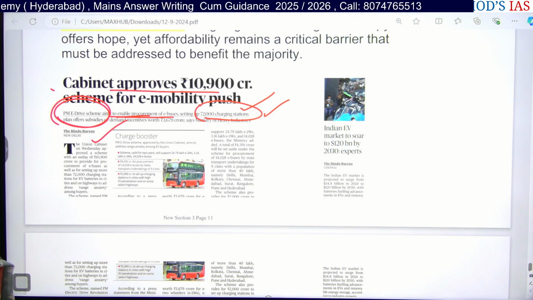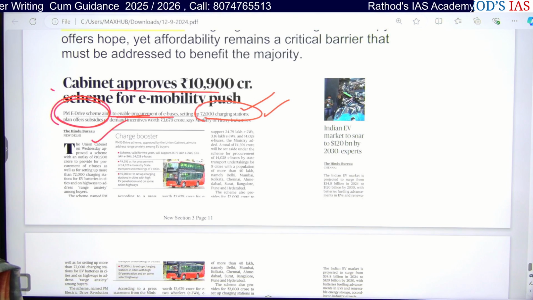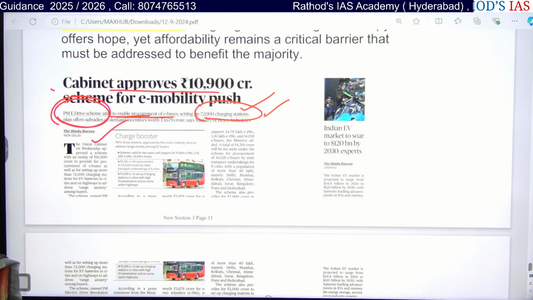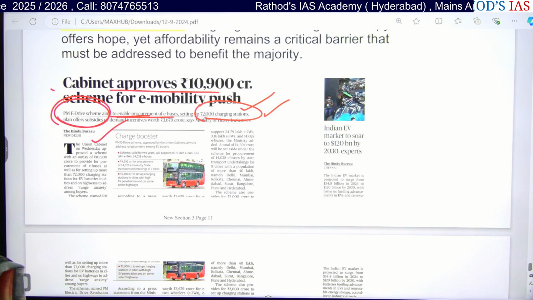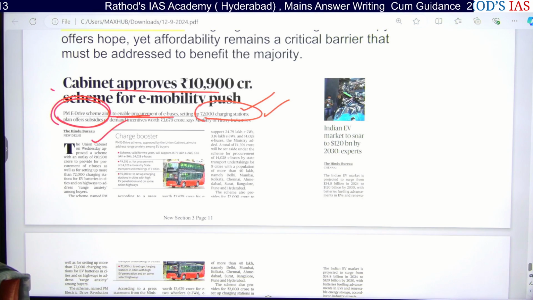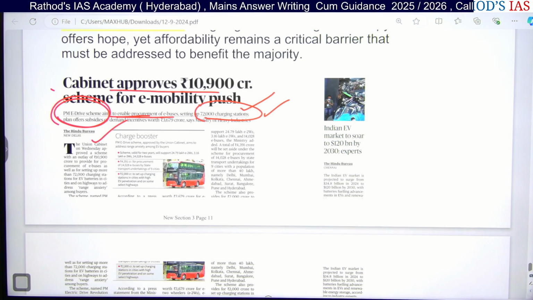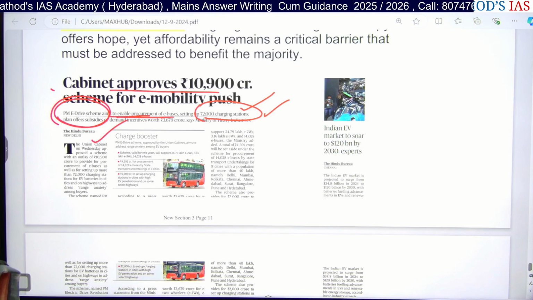Okay, so what will be the advantages of this scheme? Guess. What can we do if we increase electric vehicles? Pollution, next global warming. We can control climate change. And can we address our aim of carbon neutrality by 2070? So we have other forms of electricity, no? We have solar, we have wind, we have nuclear. Okay, other advantages, can we achieve our target of Viksit Bharat?